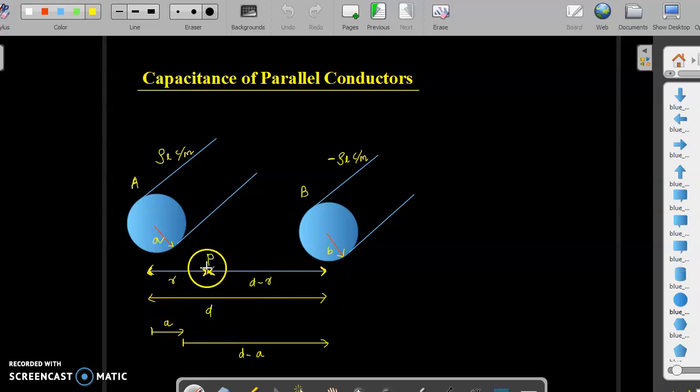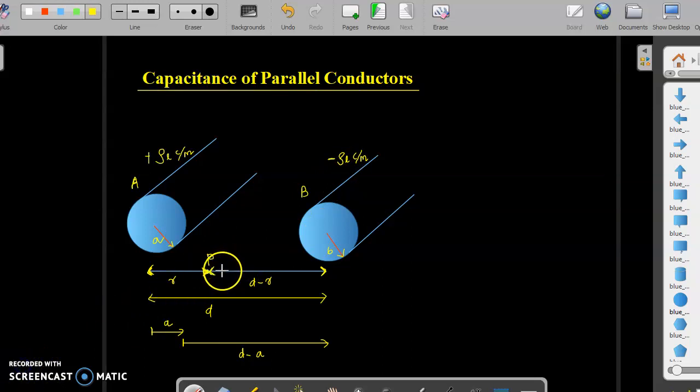Let us take any point P between conductor A and conductor B, and it is r distance from the center of conductor A and d minus r distance from the center of conductor B, which we can obtain from the distance d which separates conductors A and B. The conductor A is uniformly charged with a line charge density of rho coulomb per meter, since it is positively charged, and it induces a negative charge on the opposite conductor, B. So B becomes minus rho coulomb per meter, which is the line charge density of conductor B.